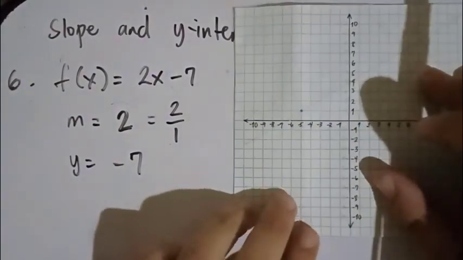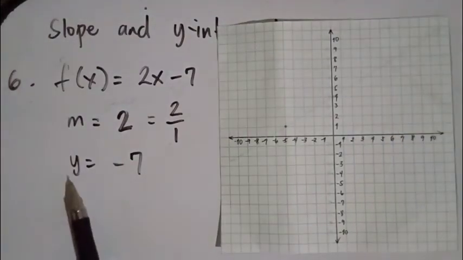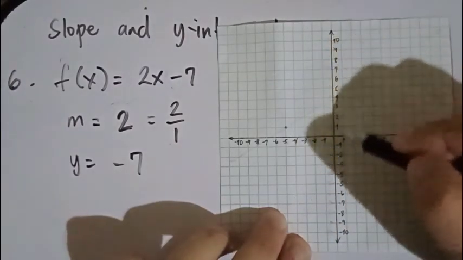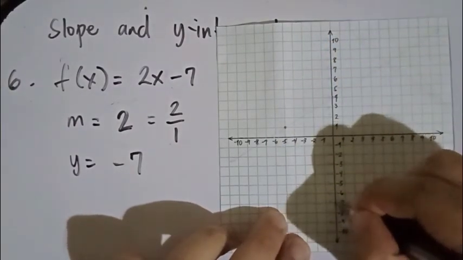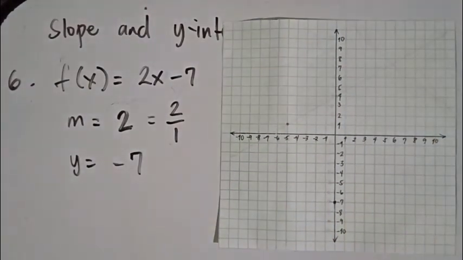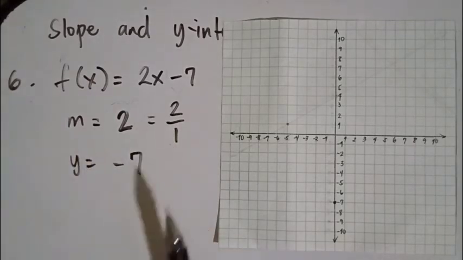Okay. So ito yung Cartesian plane. Ilagay muna natin yung y-intercept na negative 7. So, dito sa y-axis at negative 7. Dito siya. Ayan. So, sana nasundan ninyo. Next is yung slope ay 2 over 1.